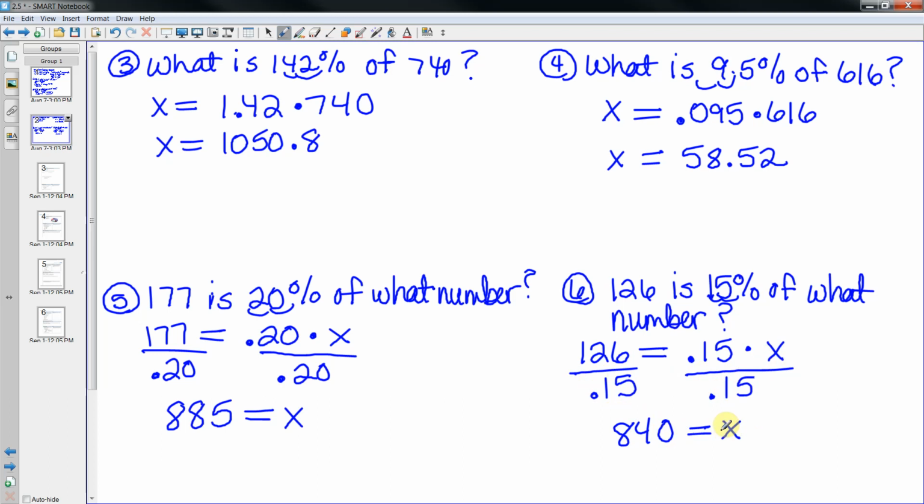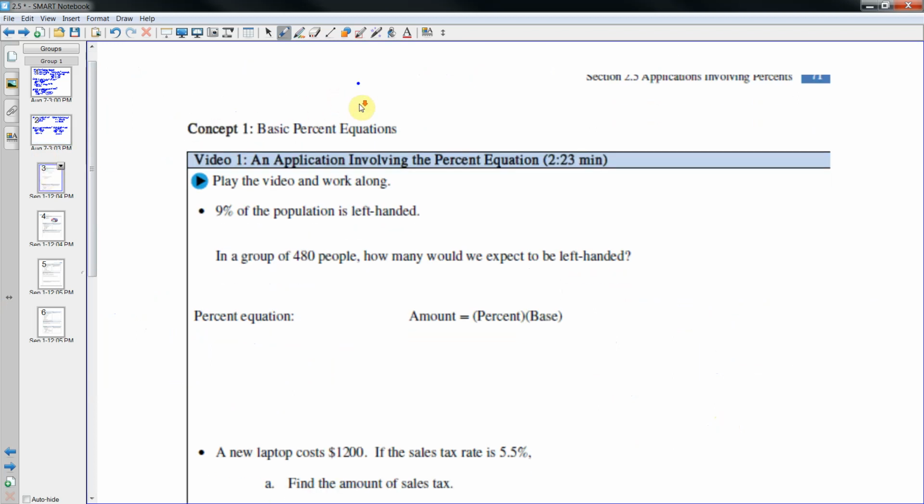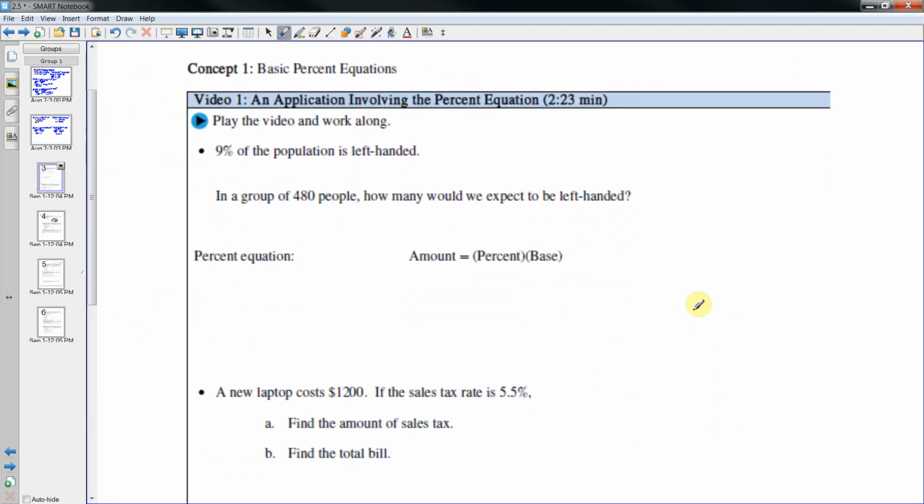Now let's look at some word problems that we might see that also involve percent, but I think that these, in the whole world of word problems, are pretty useful. So 9% of the population is left-handed. That's what they're telling me. I don't know if that's true or not, but that's what we're going on today. And it says if you've got a group of 480 people, how many would you expect to be left-handed? So that means I'm trying to find 9% of my 480 people.